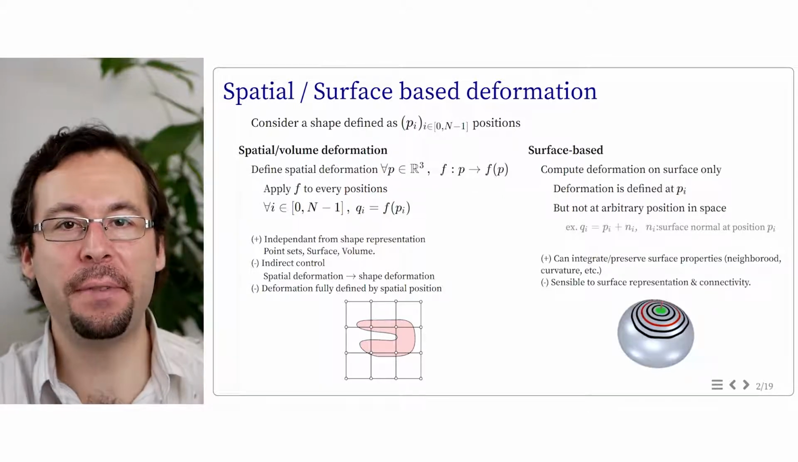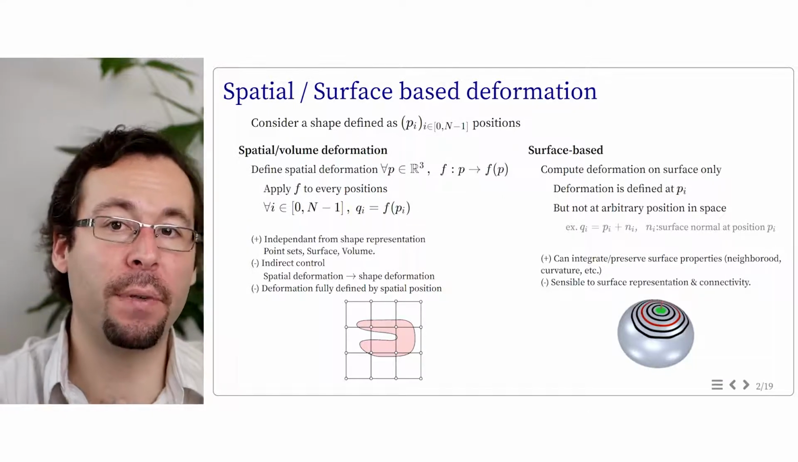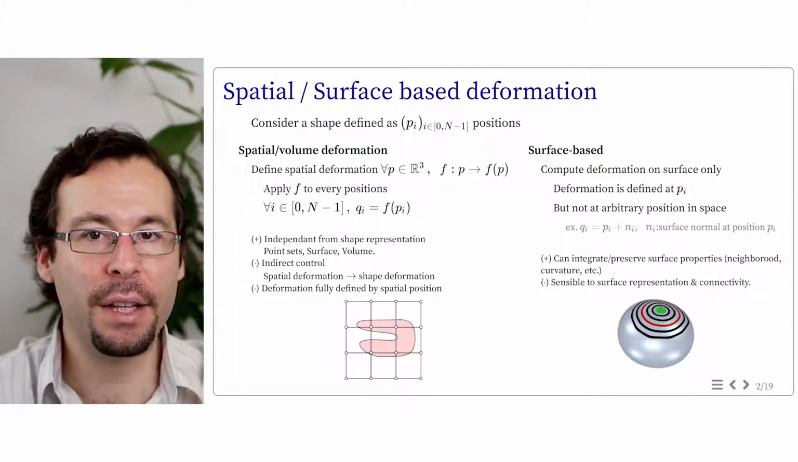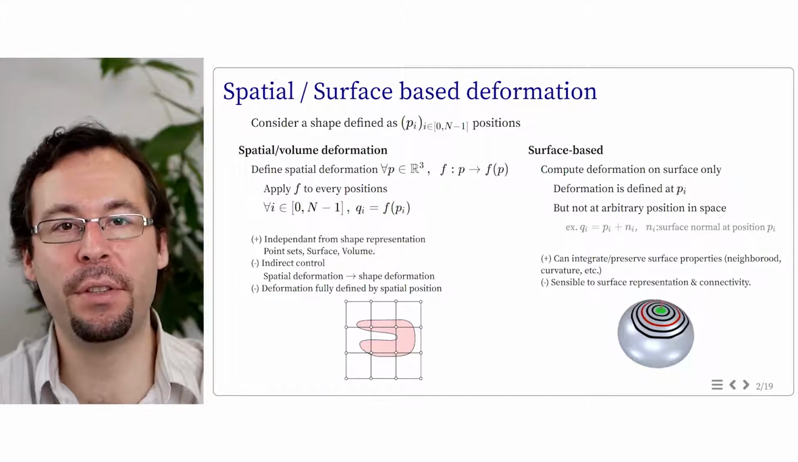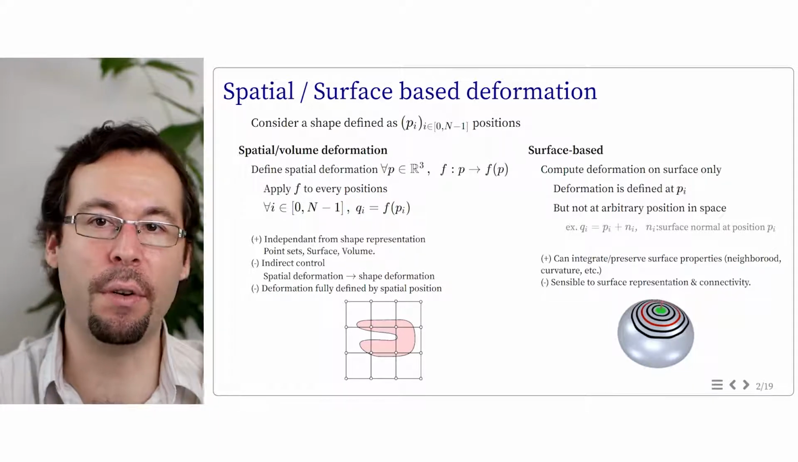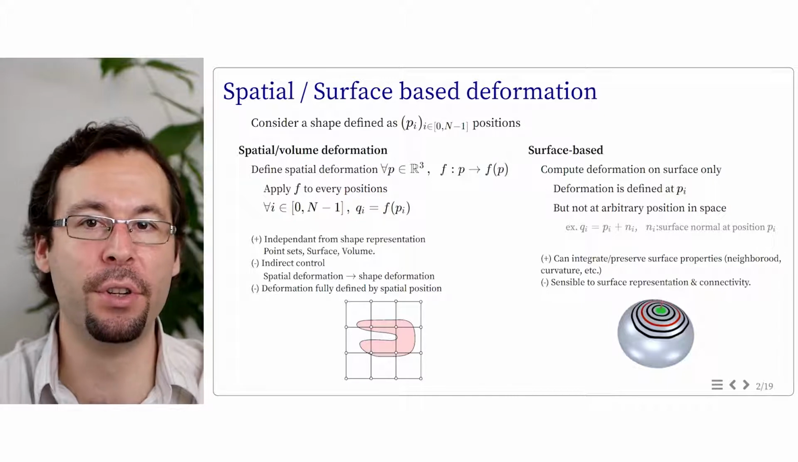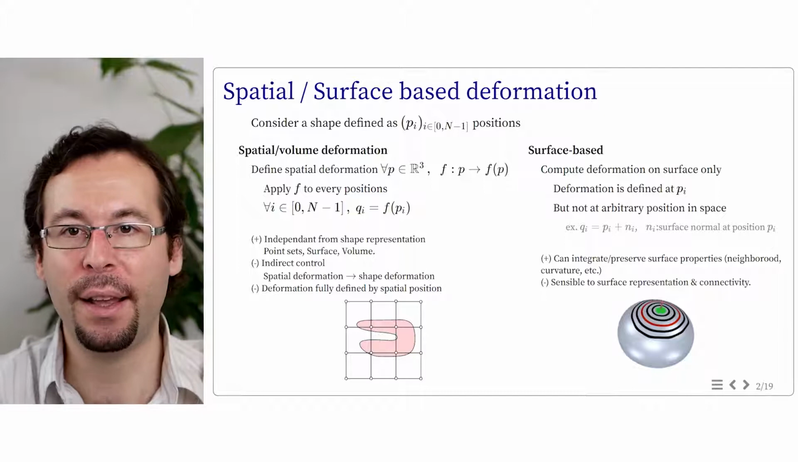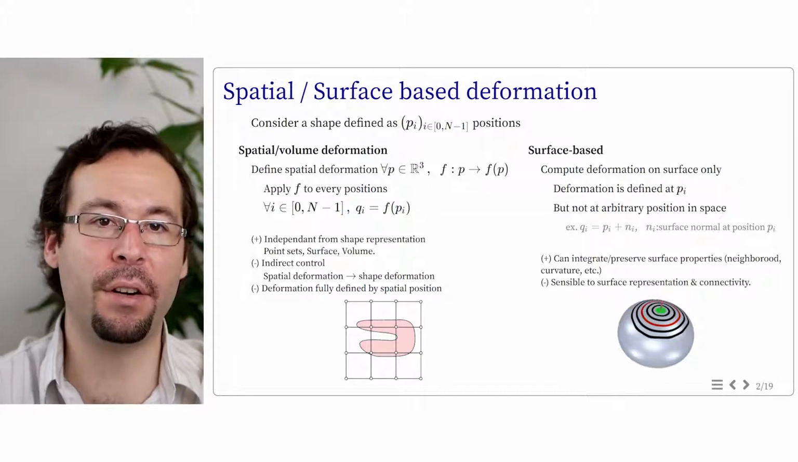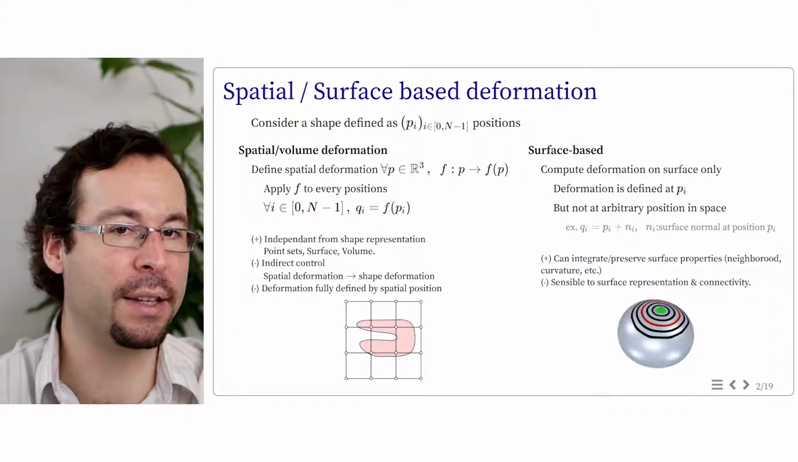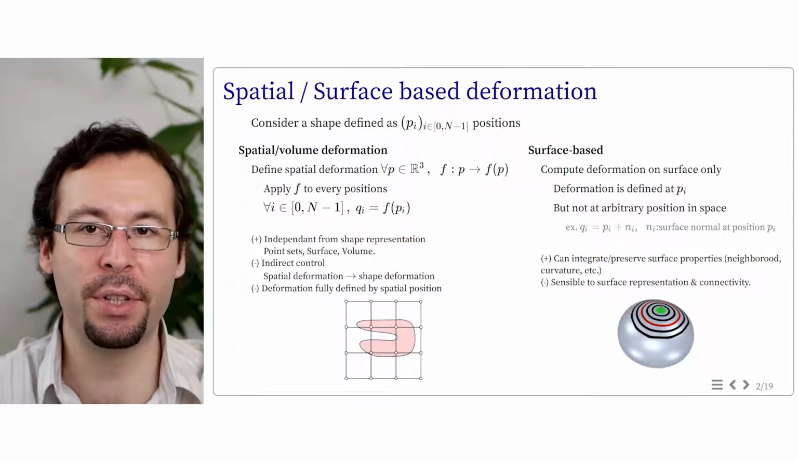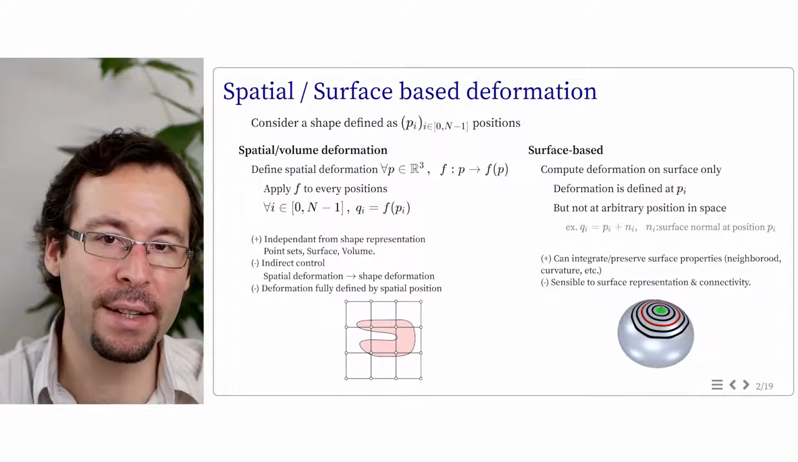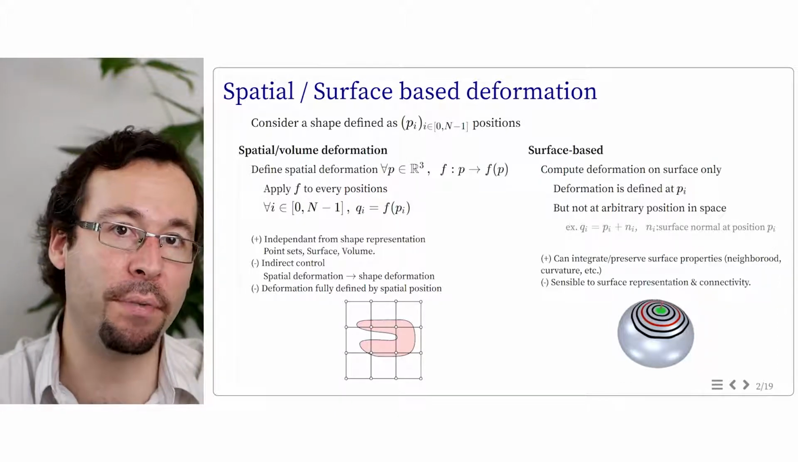On the opposite, surface-based deformations are deformations that are only defined on the surface and not in the entire space. An example of simple surface deformation is the normal deformation, where q_i equals p_i plus the normal n_i, where n_i is the surface normal at position p_i. In this case, the normal of the surface can only be defined at a position p_i. It cannot be generalized to an arbitrary point. And we can also have vertices at the same position but with different normals and therefore associated to a different deformation.